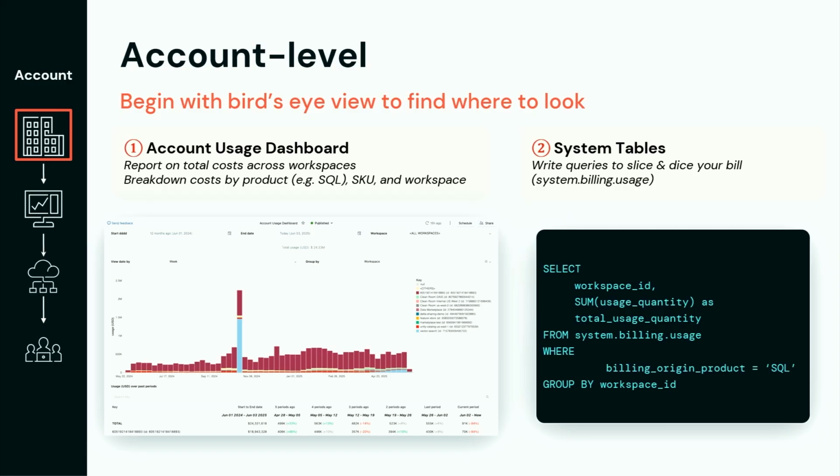You have two key tools here. First, on the left-hand side, the account usage dashboard. This gives you a high-level visual breakdown by workspace and warehouse, and you can set this up very easily in the account console. On the right, you have system tables. If you want more control or need to customize reporting, our billing system tables let you write SQL queries to analyze spend by any grouping of warehouses that you want.